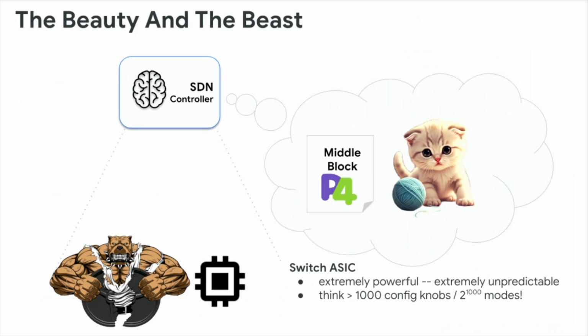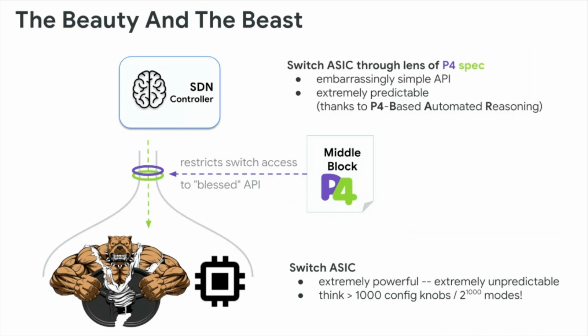Well, the first step is we turn our requirements into a P4 program, as I had mentioned. And then we use that P4 program to essentially restrict the view of the SDN controller to the switch. So the SDN controller sees this complex machine through the lens of the P4 program. And as such, what it sees is actually an embarrassingly simple API. Certainly for a middle block switch, it's embarrassingly simple. And the benefit is, what do you get in return? Well, this machine now becomes very, very predictable. And we have put a lot of effort into making it extremely predictable.